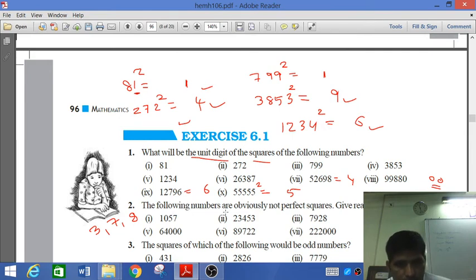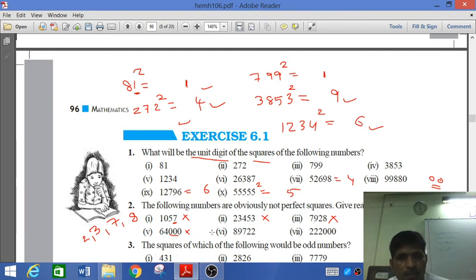Now the following numbers are obviously not perfect squares. How can we say it is not a perfect square? Because here it is 7, so we can say no. Here it is 3, we can say no. Here it is 8, we can say no. Here it is 2, so we can say not a perfect square. Here it is 30. If 2 zeros are there, then we can say.